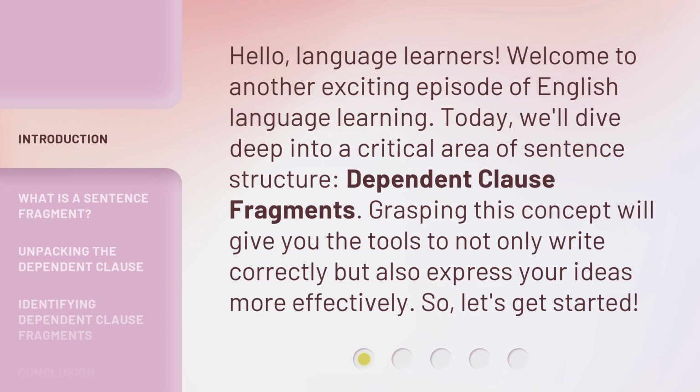Today, we'll dive deep into a critical area of sentence structure: dependent clause fragments. Grasping this concept will give you the tools to not only write correctly but also express your ideas more effectively. So, let's get started.